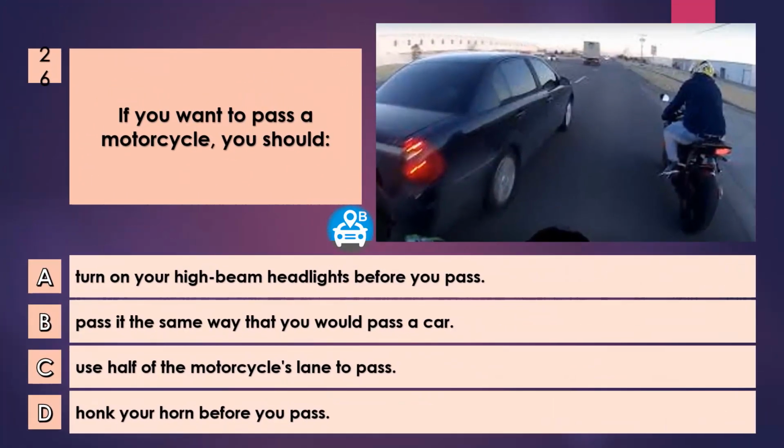If you want to pass a motorcycle, you should: A. Turn on your high beam headlights before you pass. B. Pass it the same way that you would pass a car. C. Use half of the motorcycle's lane to pass. D. Honk your horn before you pass.